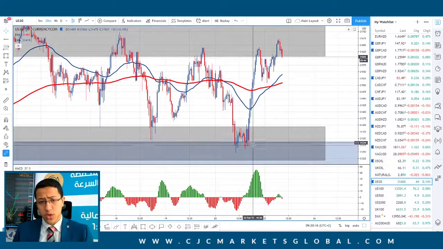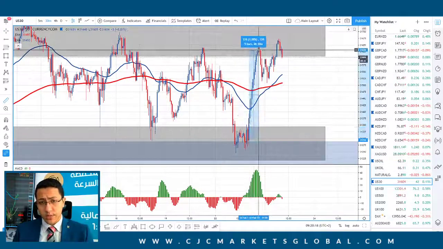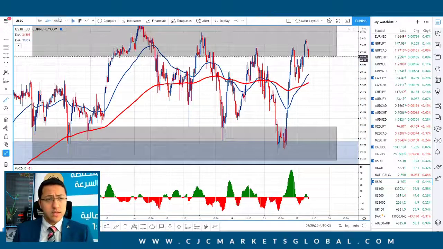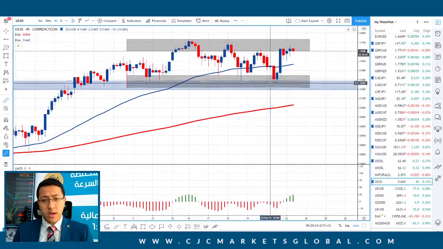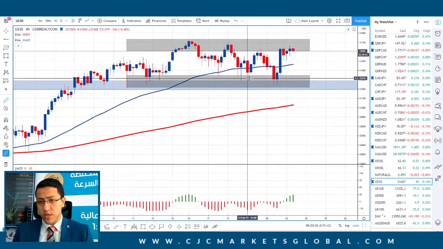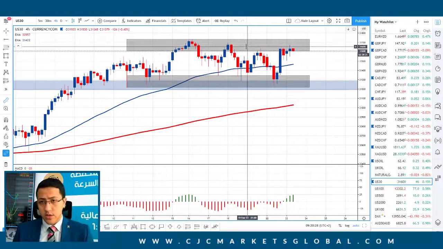On the Dow Jones, we did have a brilliant move to the upside yesterday. However, we are still moving in the sideways range on the 4-hour time frame between the levels of 31,300 roughly to the downside and 31,650 to the upside. It's a ping pong trade, sell the highs and buy the bottoms.